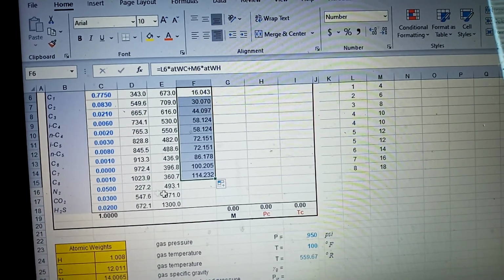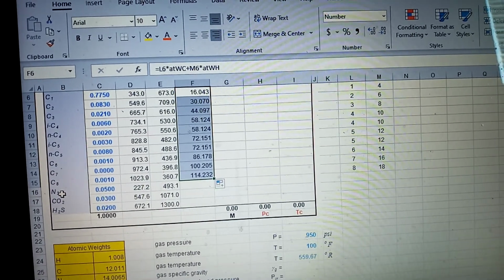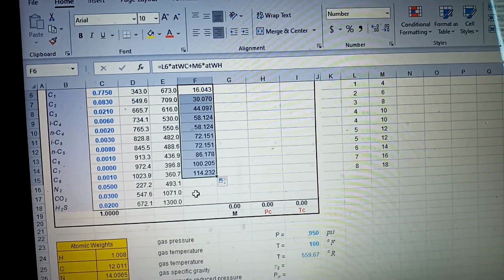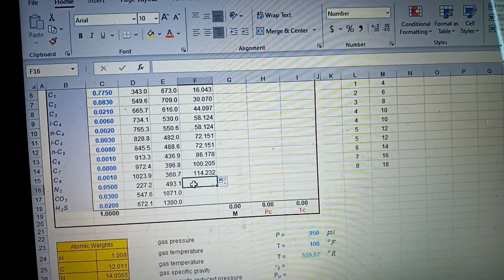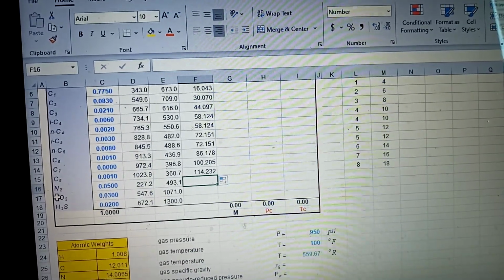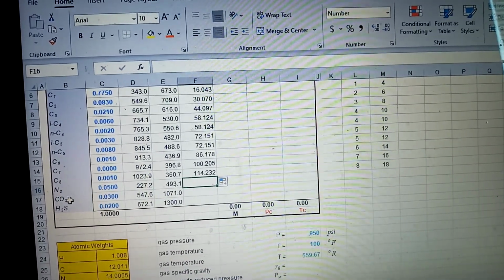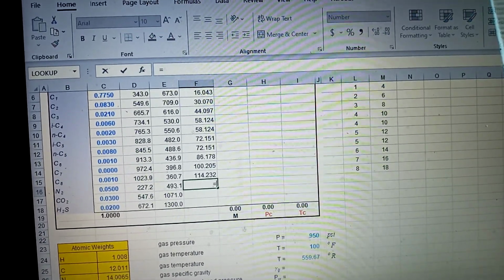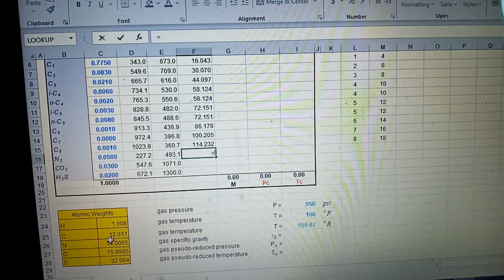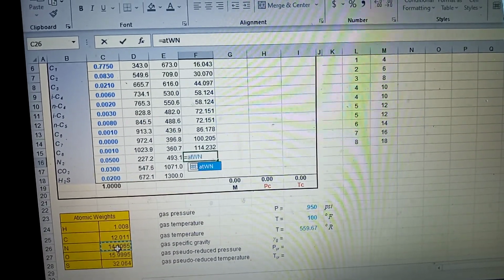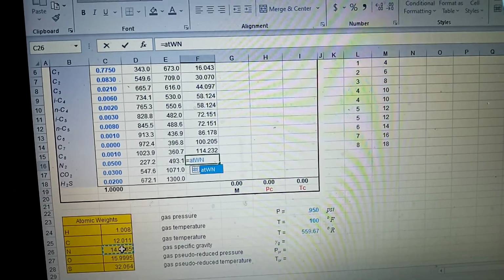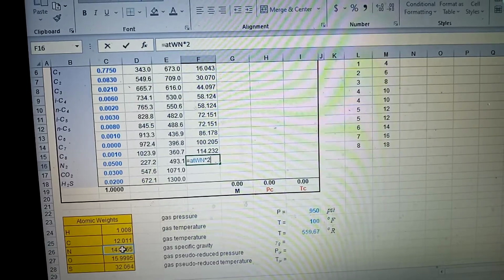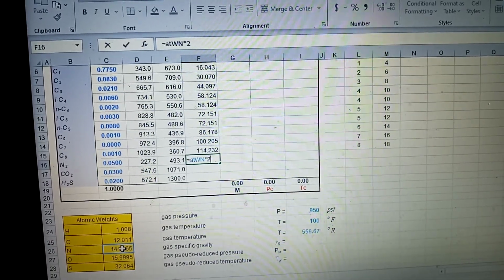Then I need to find for the non-hydrocarbon, the 3 non-hydrocarbons: nitrogen, carbon dioxide, and hydrogen sulfide. I'm going to manually do that. So for this one, nitrogen, that's N2, which means 2 nitrogen. So I'm going to do equals. I'll click on the atomic weight of nitrogen, which is that. Because I have 2, I'm going to do star 2, multiplied by 2. So that's the molecular weight of nitrogen.